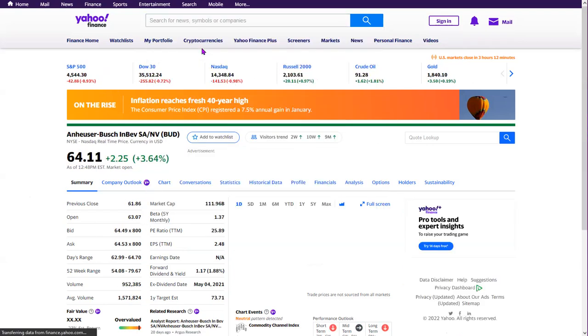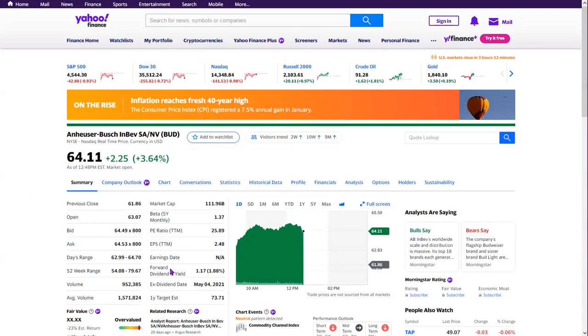So go back to Budweiser here. Next piece is going to be your forward dividend and yield. And that's the annual dividend in dollars and as a percentage of the share price. So it's $1.17. And at the current stock price, that's 1.88%.